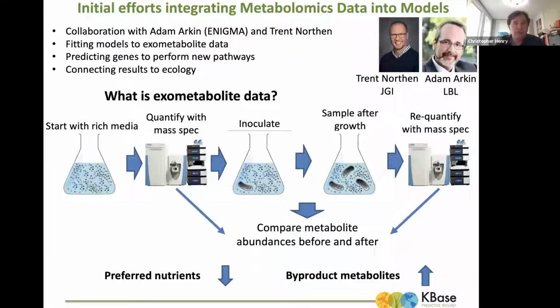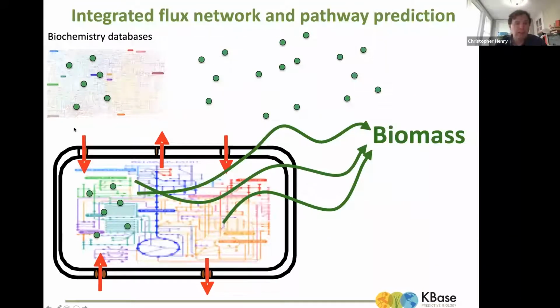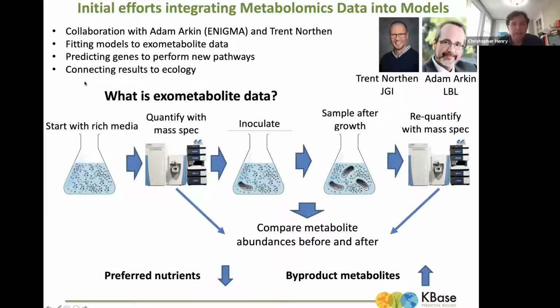So I'm going to start with this first scenario, where we've got metabolites either in the model or in the biochemistry database. This is a study we did with exometabolite data. Exometabolite data starts with a rich media. This is work done by Trent Northen. It's a service that's offered by JGI. You can ask JGI, as part of a community sequencing project, to do exometabolite analysis for you. So that's something to take advantage of if you're interested.